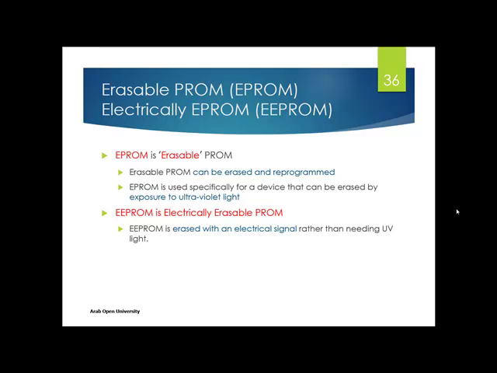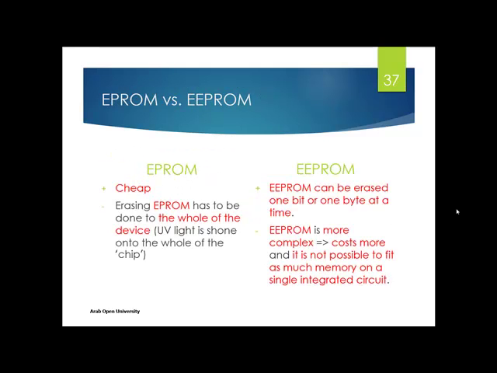Let's have a look at the comparison between the EPROM and EEPROM. The EPROM is cheaper than the EEPROM. However, we can only erase the whole device, while the EEPROM is more complex and thus the cost is higher. However, we can erase 1 bit or 1 byte at a time. So this comparison shows us that despite the EEPROM's advantage of being able to erase 1 bit or 1 byte at a time, the cost was too high.